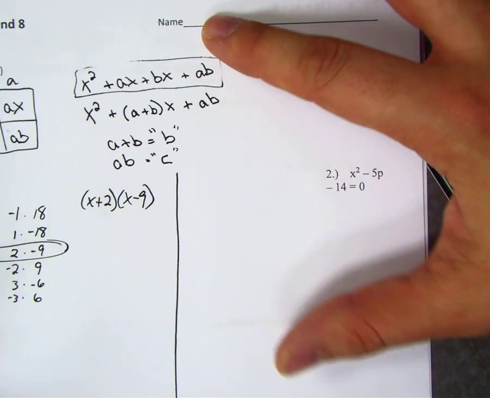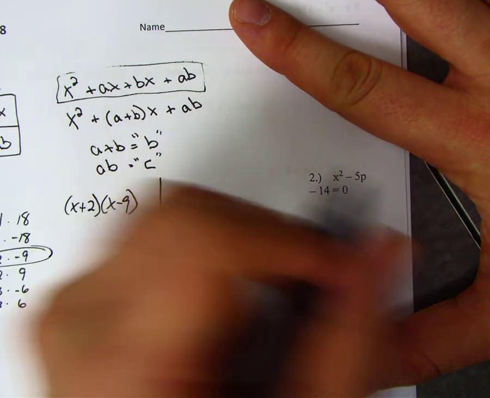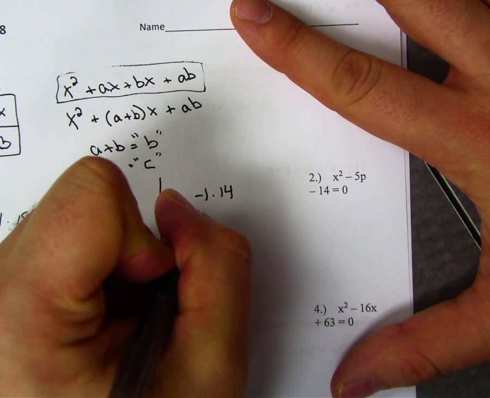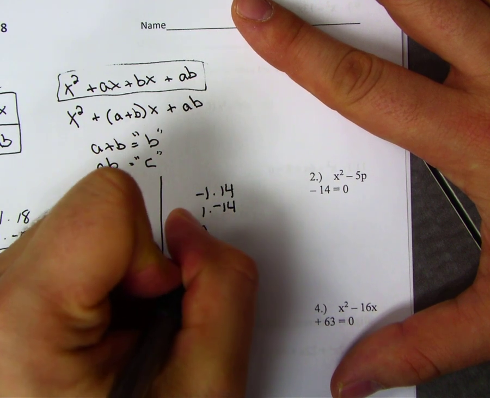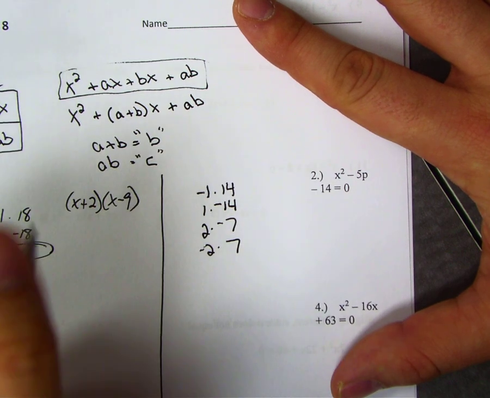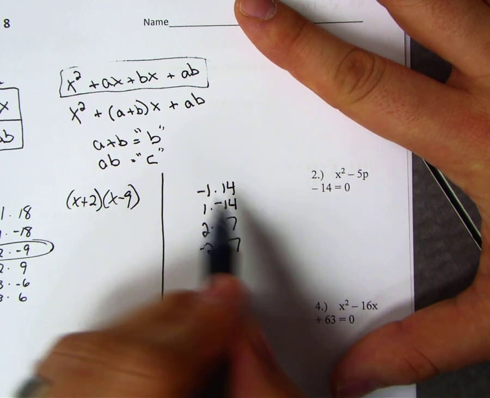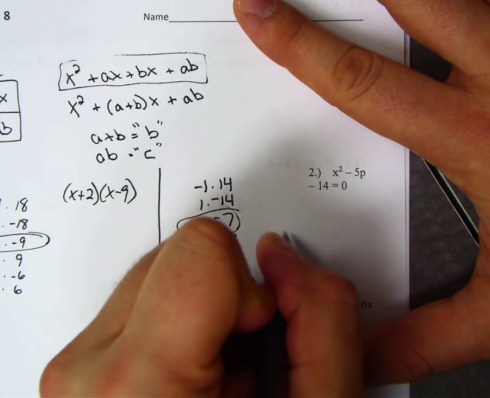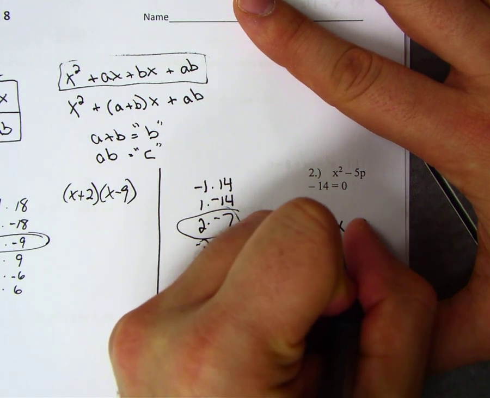If you don't want to use the boxes, you can still do the same thing. I'm going to do number 2 without the boxes. So negative 14. What can I multiply together to give me negative 14? Negative 1 times 14. 1 times negative 14. And then I can do 2 times negative 7, or I could do negative 2 times positive 7, and that's really it. So then I can look and say, alright, negative 5. I can see right here it's going to be 2 times negative 7 is going to add together to give me negative 5. So it's going to be x plus 2 times x minus 7.